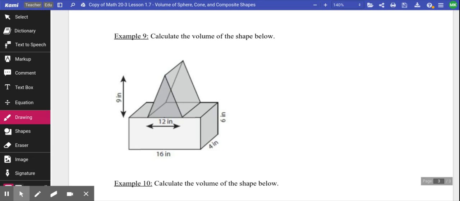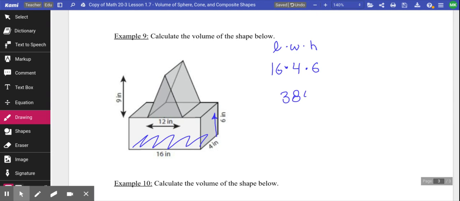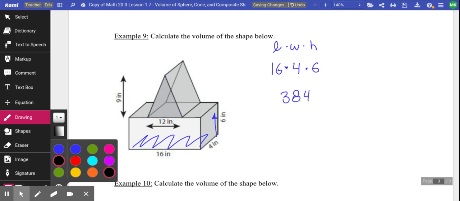It's a tent. If I'm looking at the bottom shape, that's clearly a cube. So I'm going to figure out what my bottom is, which is 16 times 4. And then I'm going to multiply it up so that it fills the entire space. So that's times 6. That's length times width times height. 384. Perfect. So just the cube alone is 384.